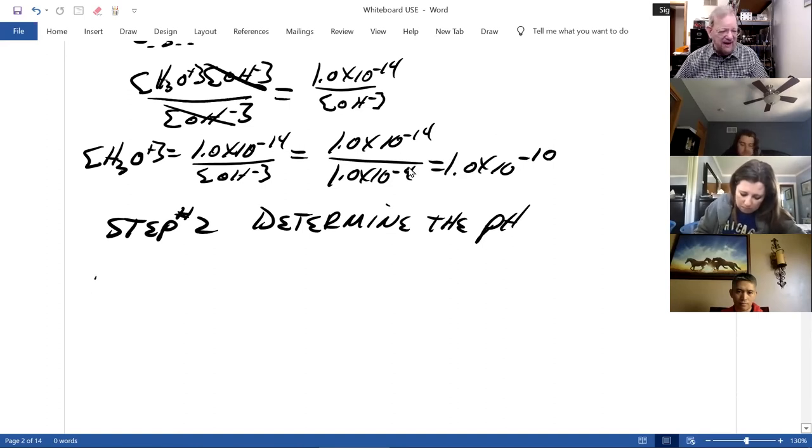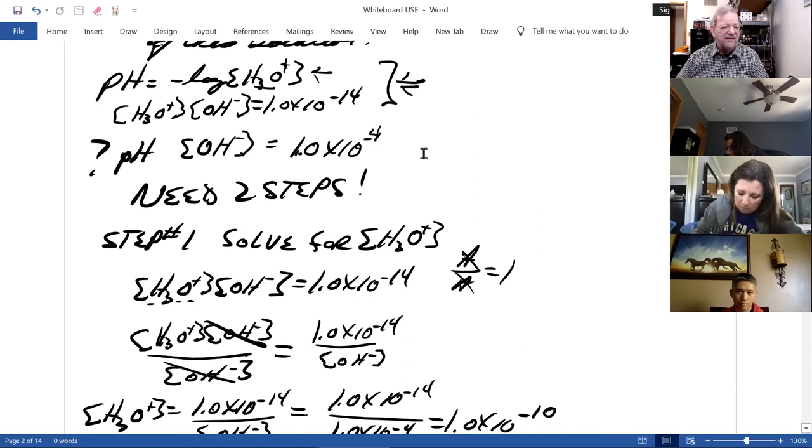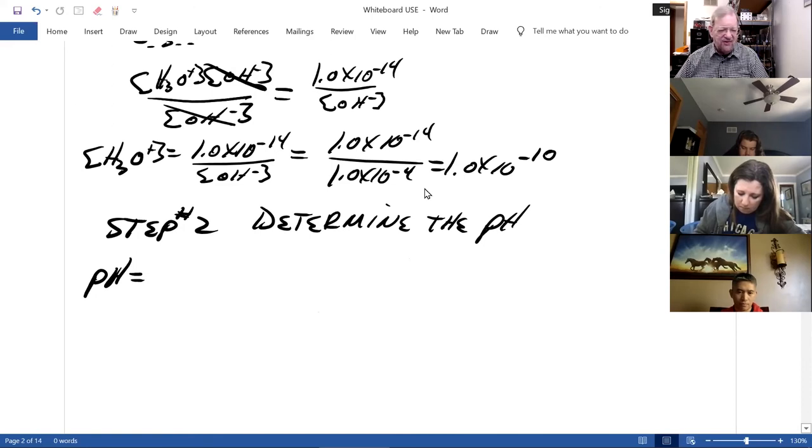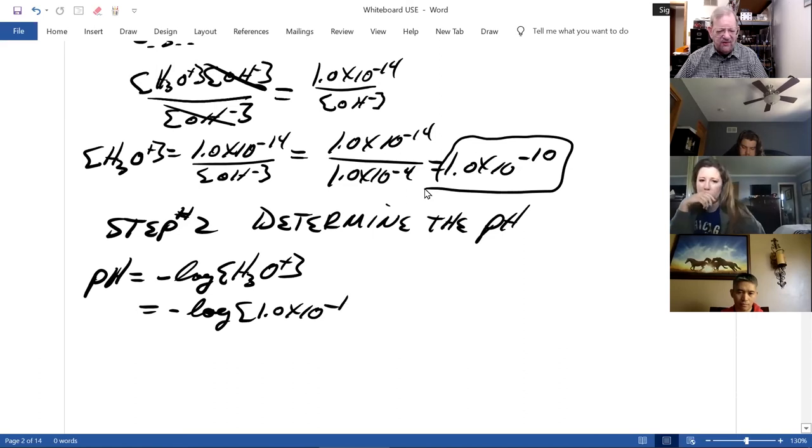Determine the pH. pH, which you're given in important information, like I had right up here, is minus the log of the hydronium ion concentration. And for this, we just calculated the hydronium ion concentration is 1.0 times 10 to the minus 10. And remember, when the hydronium ion concentration is 1.0 times 10 to the minus X, the pH is X. In this case, X is 10.